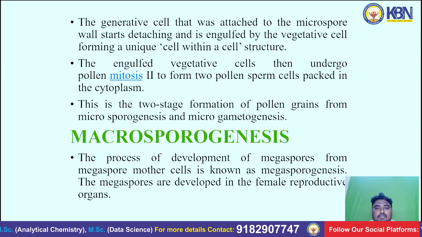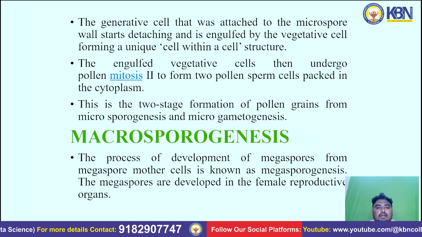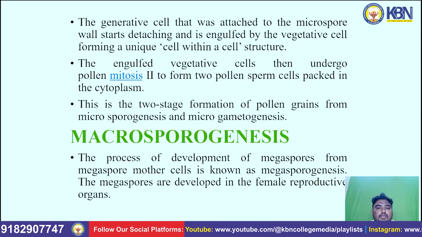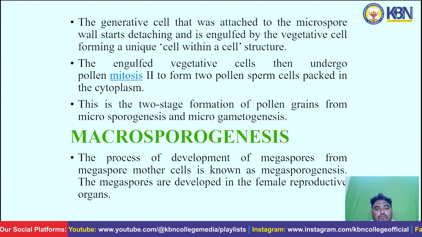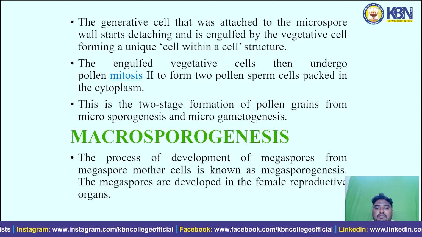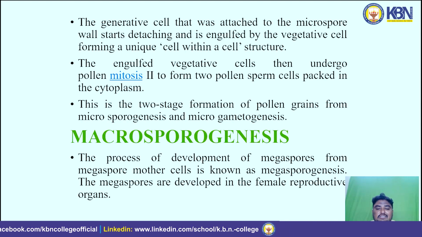The generative cell that was attached to the microspore wall starts detaching, and it is engulfed by the vegetative cell, forming the unique cell within a cell structure. The engulfed generative cell then undergoes pollen mitosis to form 2 sperm cells packed in the cytoplasm. This is the 2-stage formation of pollen grains from microsporogenesis and microgametogenesis.